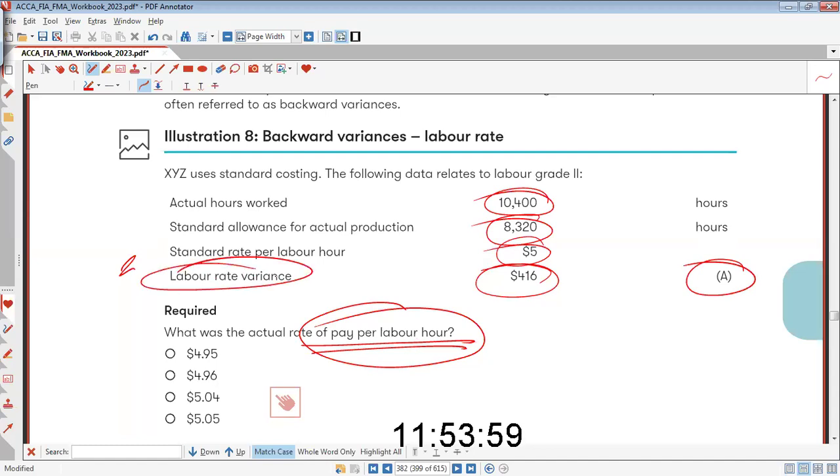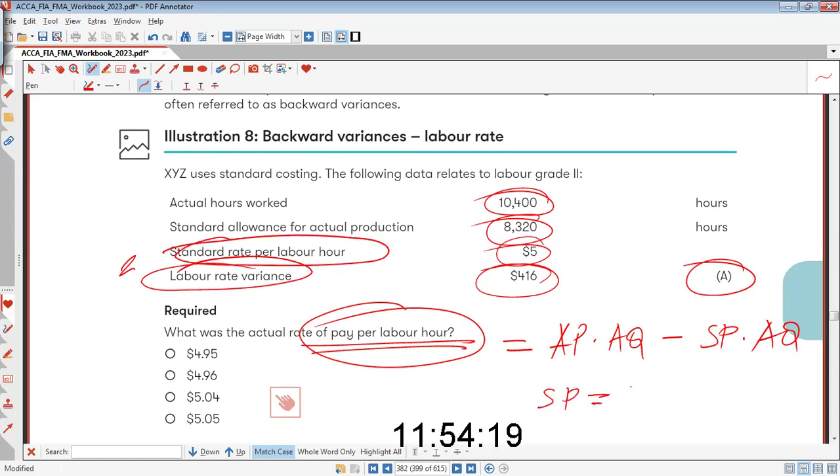Which variance is this? Labor rate variance, which is given by AP, AQ minus SP, AQ. What do we have? SP, standard rate of labor per hour, 5. What else do we have? Standard allowance for actual production, okay? So this is the planned budget expense for labor.